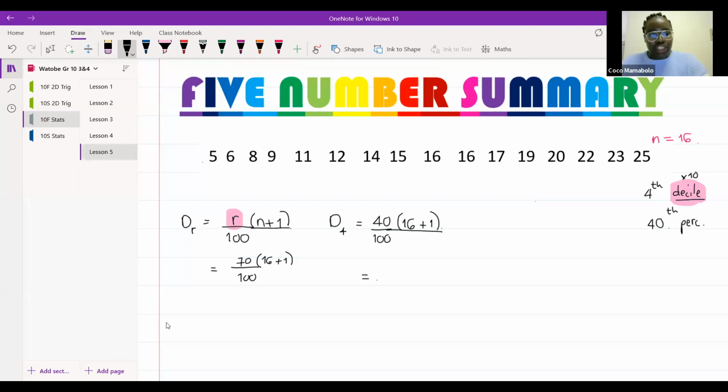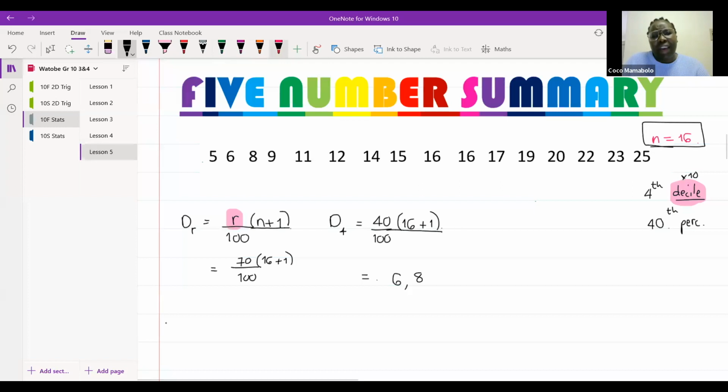Everybody in the chat, what does the R stand for? It stands for the percentile. 6,8. Beautiful, 6,8. And n is 16 because we have 16 values. That's where the n comes from. How many values do we have? We have 16 of them.